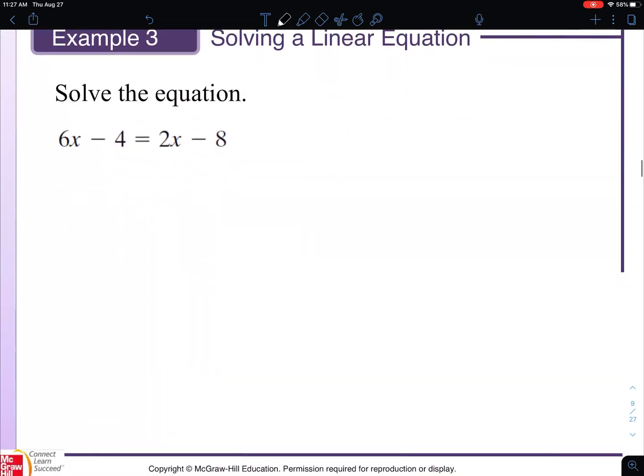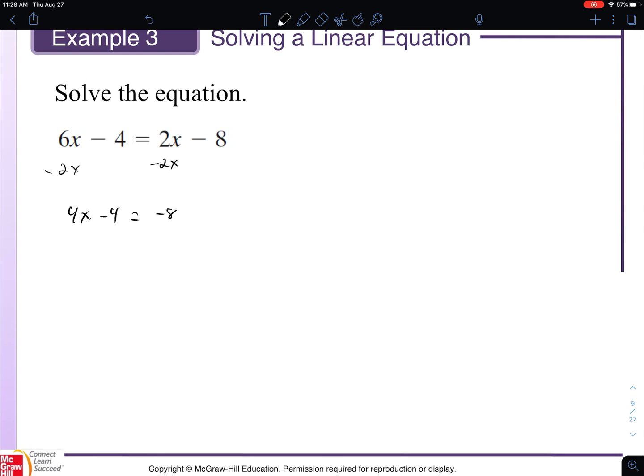In this case, we have variables on both sides of the equal sign. It doesn't really matter where you move them. You just have to pick something. The first thing I'm going to do is subtract the 2x from both sides. That'll leave me with 4x minus 4 is equal to negative 8.